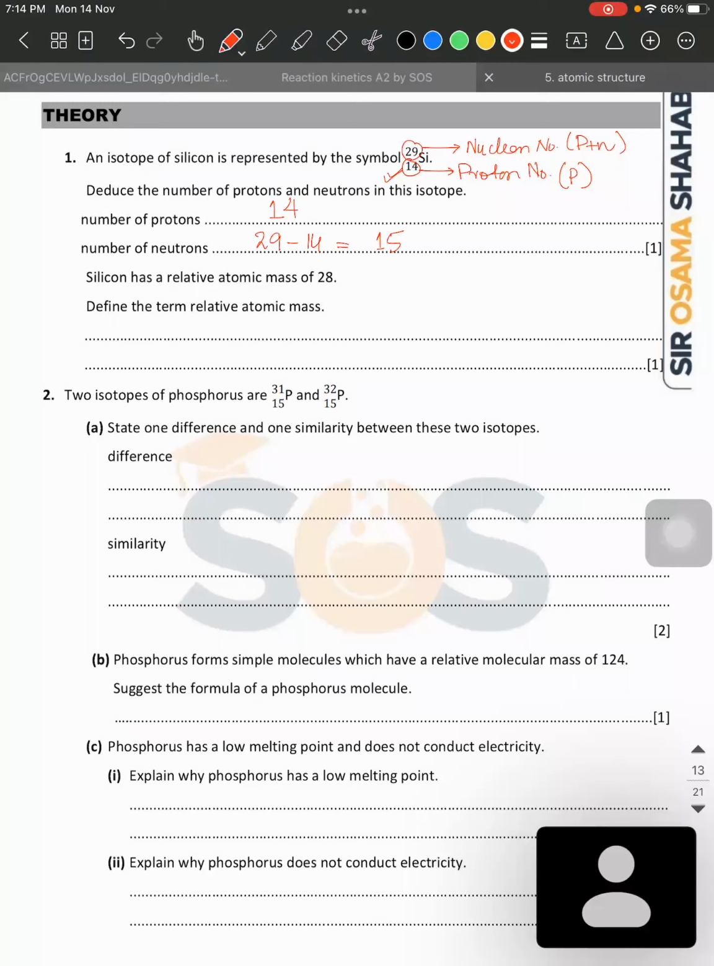Then they are asking to define the term relative atomic mass. They are asking for the definition of relative atomic mass. The word is saying relative. Relative means we need to relate this with something, right? So you need to remember, whenever you are asked for relative atomic mass, this relative is always with carbon. You always need to relate the mass of an atom with the mass of carbon 12. You need to compare it with carbon 12.